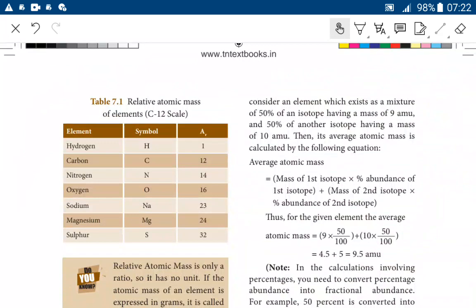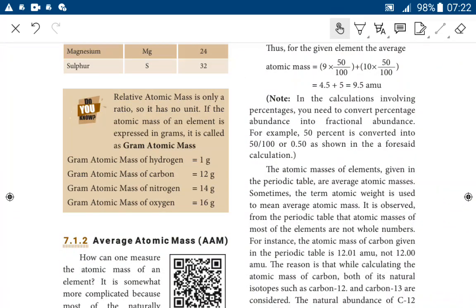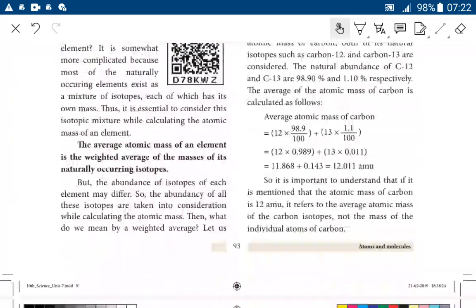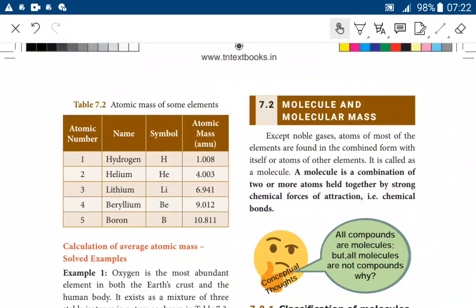Also, how to find out the average atomic mass using the formula of average atomic mass, that is mass of first isotope into its abundance plus mass of second isotope into its abundance. And further, the atomic mass of the elements like hydrogen, helium, lithium, beryllium, boron.